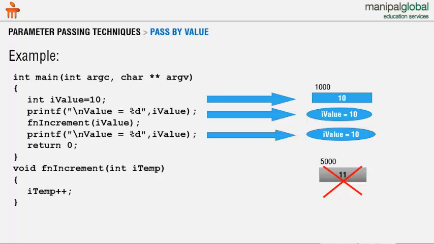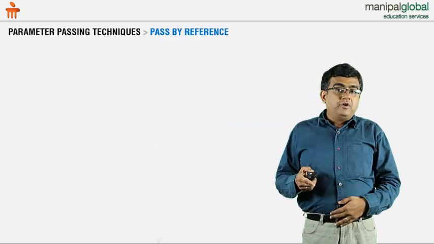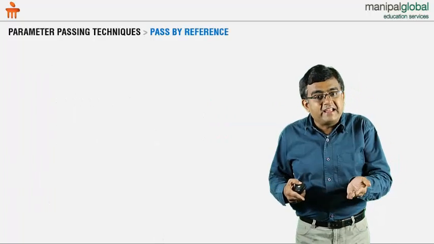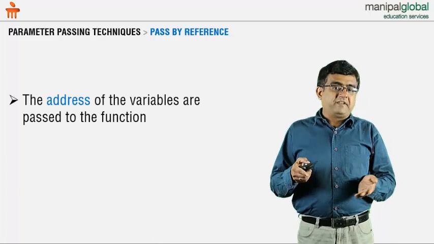So if you understand how memory locations are allocated, understanding pass by value is very simple, right? Now, let's look at the other technique, which is pass by reference.